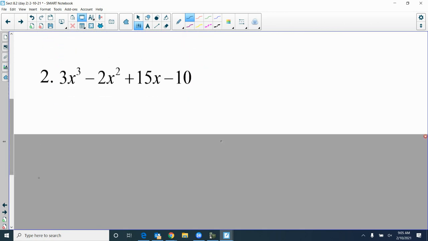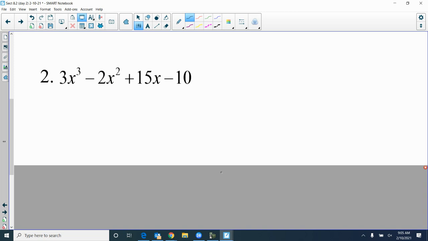Okay, number 2, got 4 terms. When you see 4 terms, this is what we call the grouping method. All right, you group the first 2, and when I group them, I'm gonna underline them, okay? And make them clear. So I underline, and then I underline those 2, and I treat it as 2 separate problems.